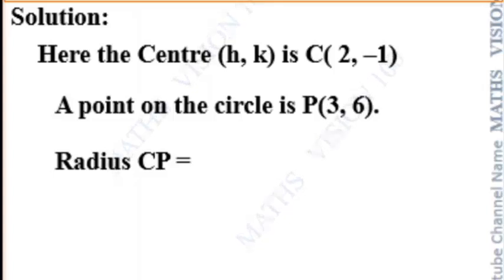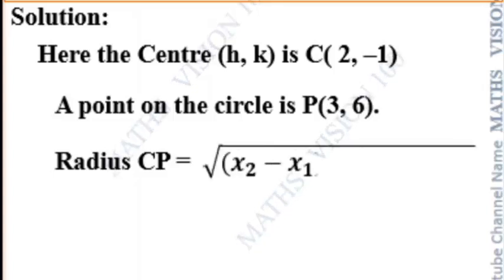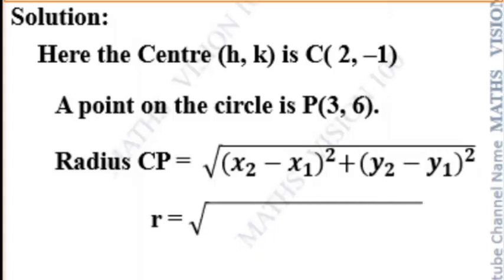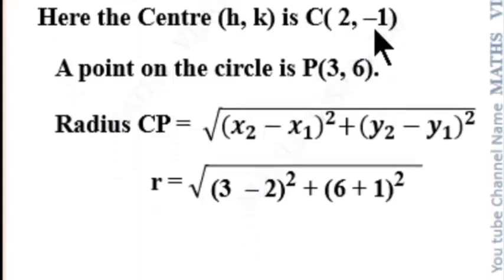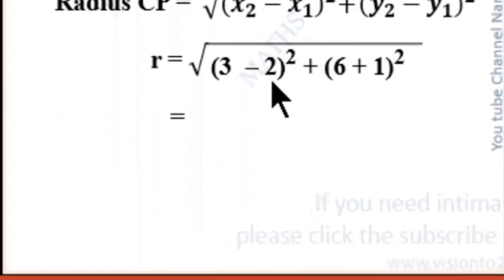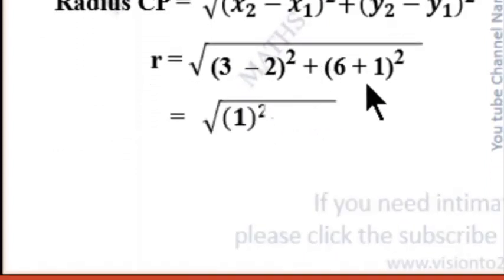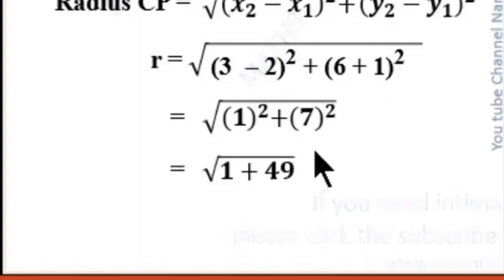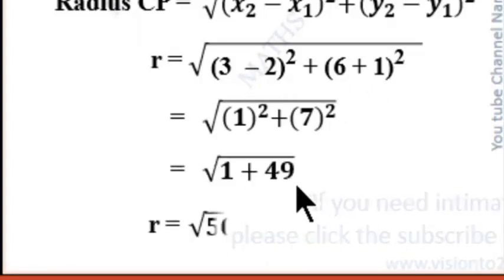Distance between two points is the root of (x2 minus x1) the whole square plus (y2 minus y1) the whole square. So the radius r is equal to the root of (3 minus 2) whole square plus (6 minus of minus 1, that is 6 plus 1) whole square, equal to (3 minus 2), 1 square, plus 7 square. 1 plus 49 equal to root of 50 is the radius.